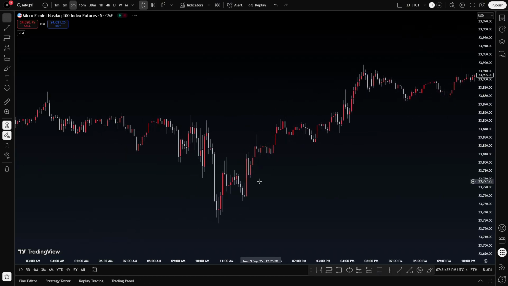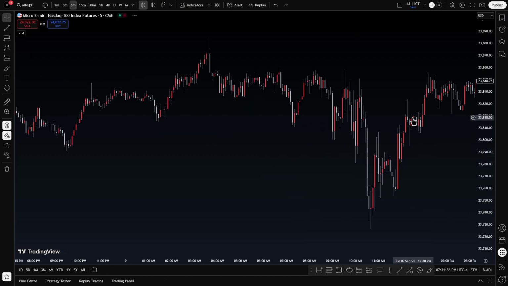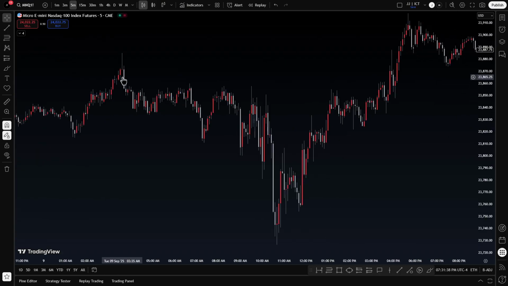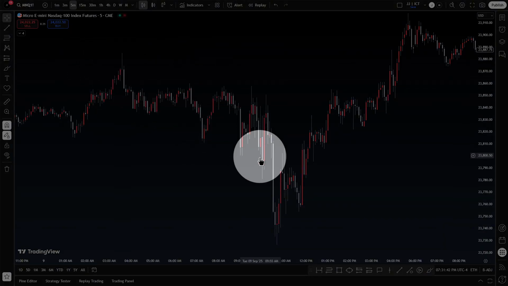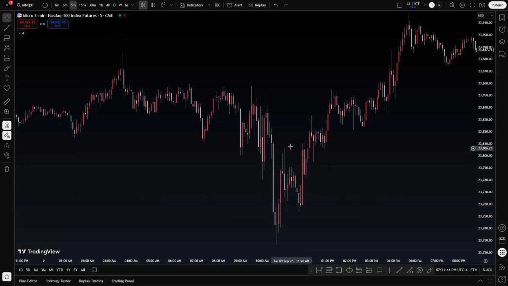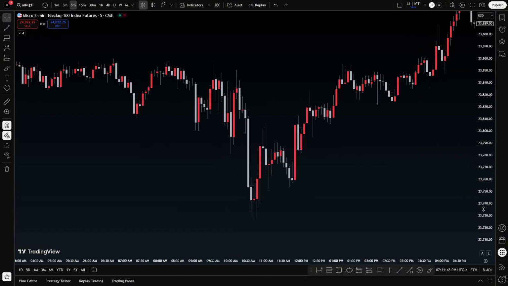Let's see. Yep, here's one right here. Okay, great. So you can clearly see that price is dropping down right here. If I zoom in, drop, retrace, drop, retrace, drop, retrace, and it just keeps going, right? And we have this wicked drop here at 10 o'clock. Now pay attention real quick, okay?